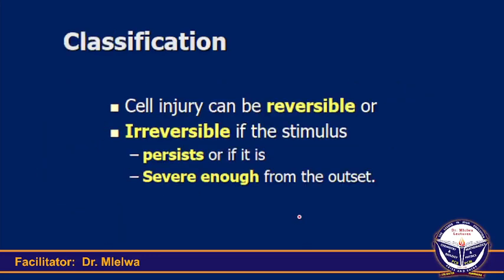So, classification of cell injury. Cell injury can be classified as reversible or irreversible cell injury. Reversible cell injury means a cell injury occurs, but when the normal conditions are restored, the cell returns to its normal condition. Irreversible cell injury means they are persistent. They persist if it is severe enough from the outset.